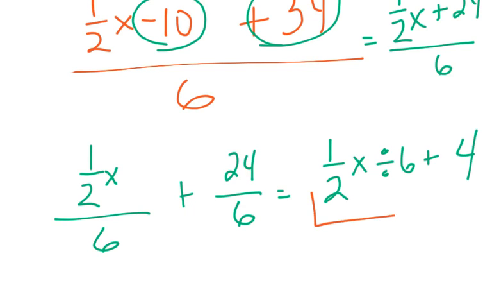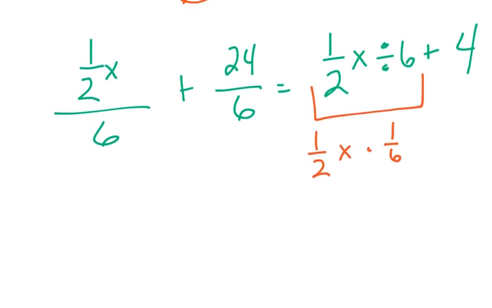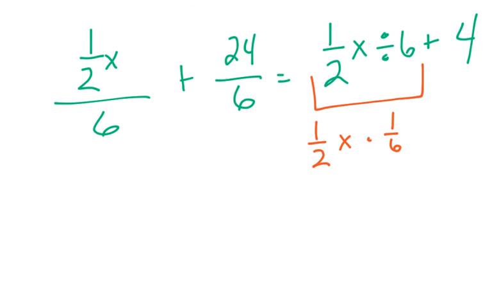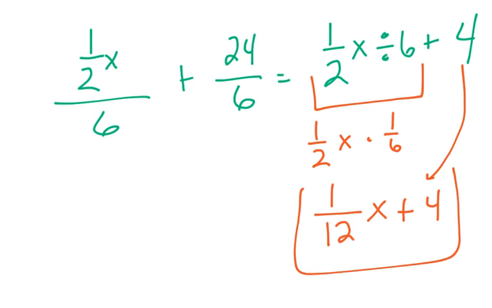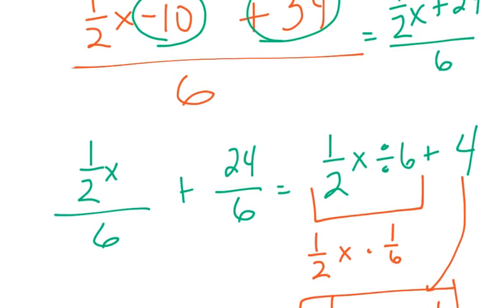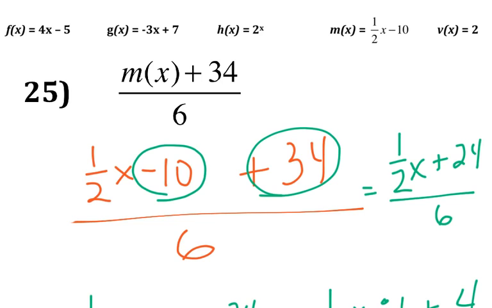So now let's concentrate on cleaning up that. Remember that when you divide, it's the same as multiplying by a reciprocal. And so 1/2 x times 1/6, 1 times 1 is 1, 2 times 6 is 12, and then times the x. And then don't forget that I have plus 4, and that's our answer. And so that's what m of x plus 34 all over 6 is equal to.